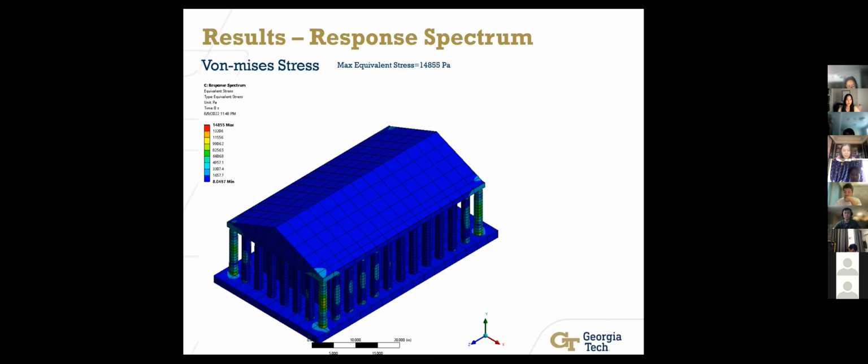Then we continue to test the von Mises stress through response spectrum, and the maximum equivalent stress is 14855 Pascal. We want to mention that we do not know the maximum stress of each column. Therefore, the maximum stress in general could differ according to the performance of individual columns in reality. The number 14855 Pascal roughly corresponds to the middle of the corner columns here.